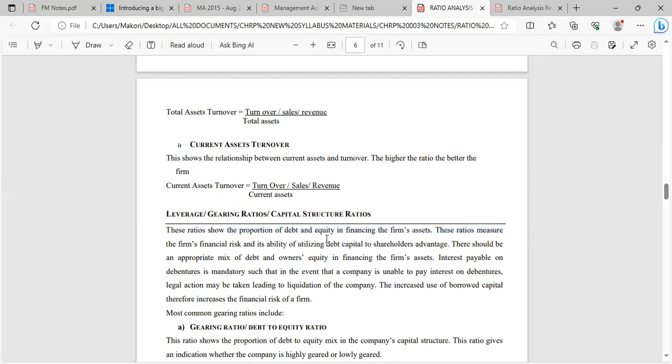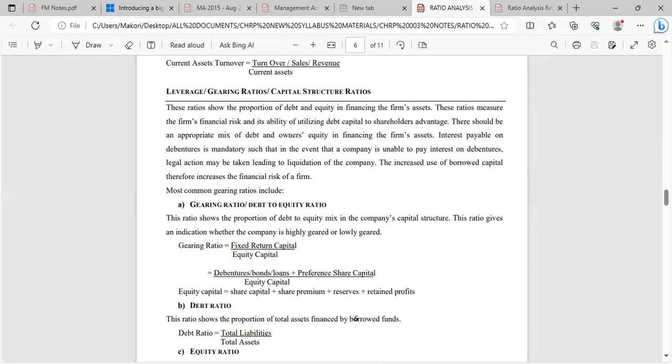So in simple terms, it shows the proportion of capital that is borrowed and what has been invested by the owners. So here we have the following. We have the gearing ratio or the debt to equity ratio. Take the fixed return capital. Fixed return capital is the borrowed capital that has got a fixed rate of return. Here we have things like the bank loan, the debenture, and the bonds. That's why we are adding them here.